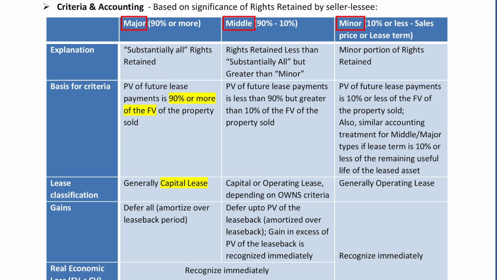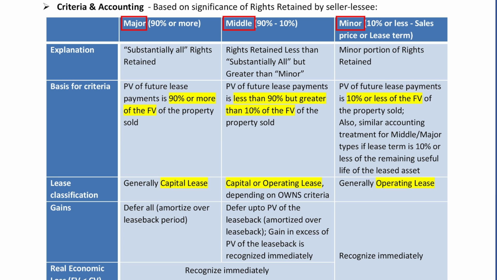Now for a middle sale lease back, the present value of future lease payments is, highlight, less than 90% but greater than 10% of the fair value. Now a middle sale lease back, here the lease could be, highlight, capital or operating lease. In case of a minor sale lease back, present value of future lease payments is, highlight, 10% or less of the fair value of the property sold. Now the lease classification would generally be, highlight, operating lease.